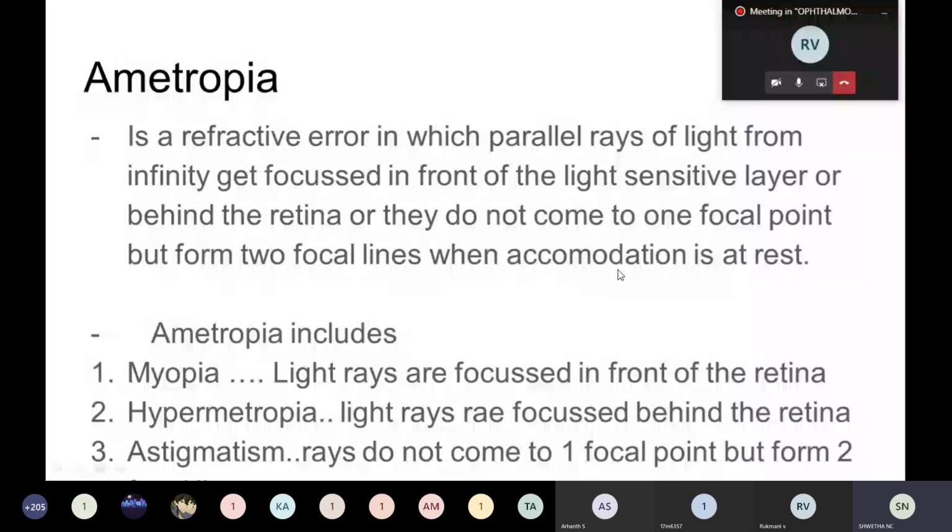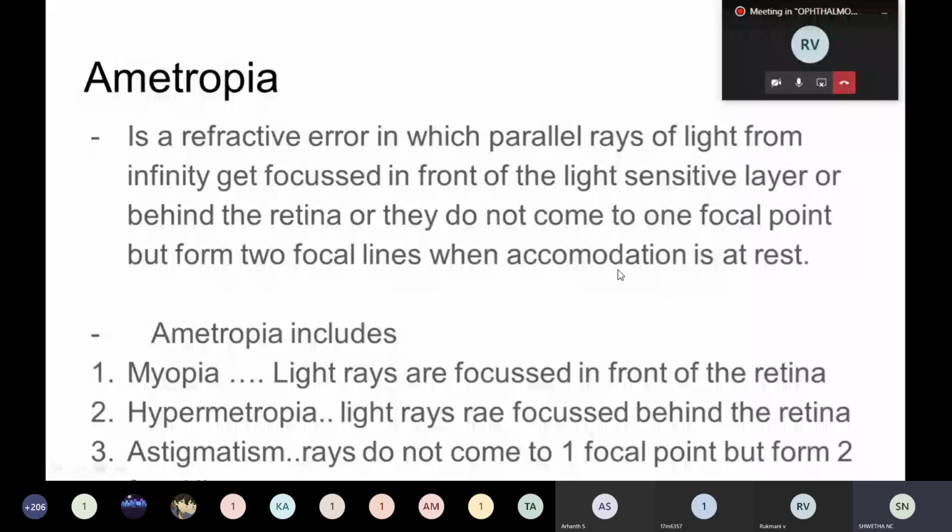A refractive error can be myopia. If the rays fall in front of the retina, we call it myopia. If the rays fall behind the retina, we call it hypermetropia. Or sometimes the rays will not come to one focal point but form two focal lines. This is what we call astigmatism. They should converge and form one focal point, but it is not happening; it forms two focal lines. This we call the astigmatic state. So ametropia can be myopia, hypermetropia, or astigmatism. This you have to remember.